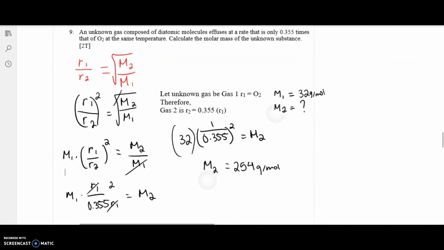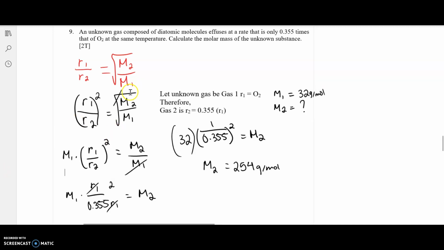Okay. So the question states, an unknown gas is composed of diatomic molecules and effuses at a rate that is only 0.355 times that of O2 at the same temperature. Calculate the molar mass of the unknown substance.